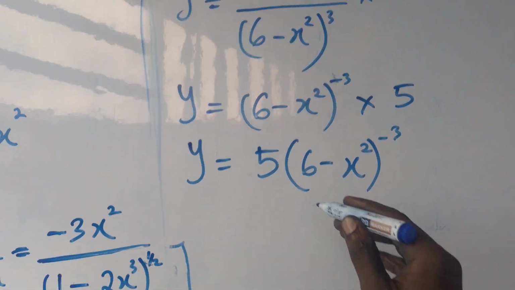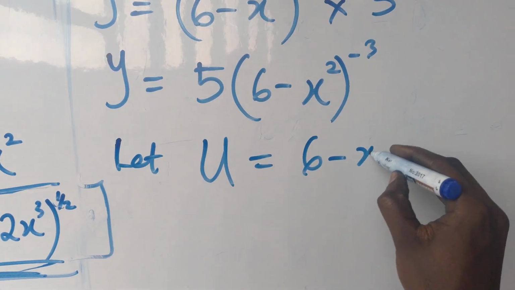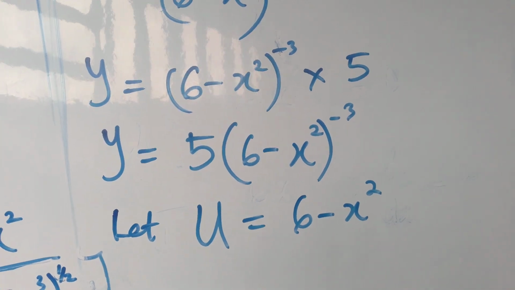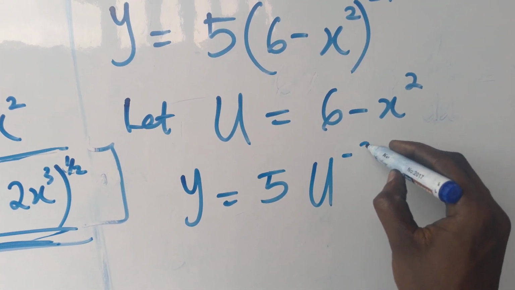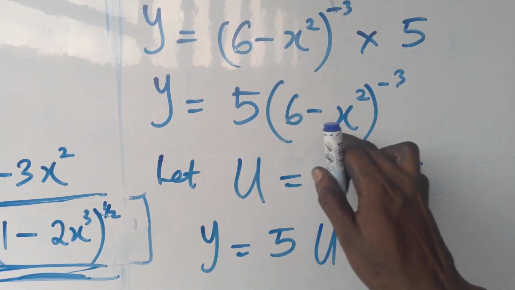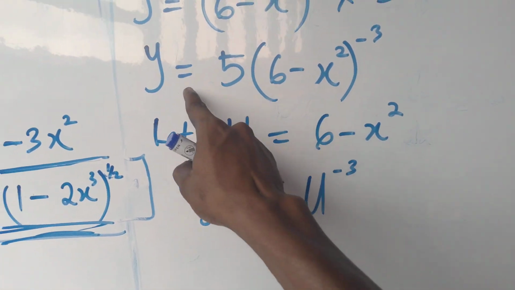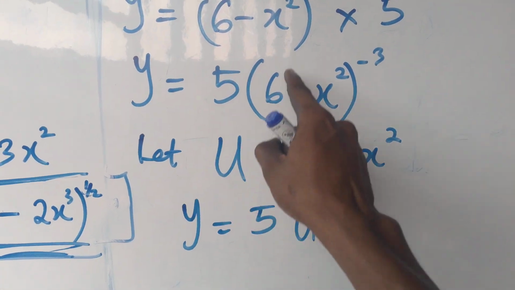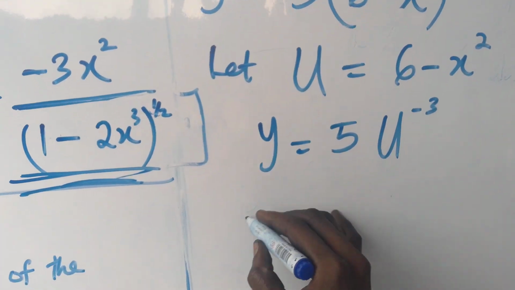Then we say let u be equal to 6 minus x raised to the power of 2. That means y will be equal to 5u raised to power minus 3. Everything here has been represented with u, and the expression changes to y equals 5u raised to power minus 3. Okay, so find du/dx.